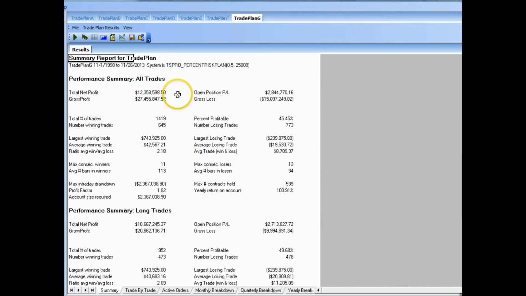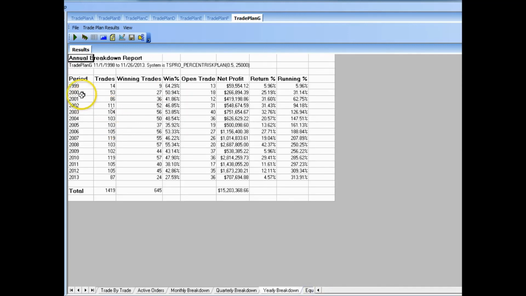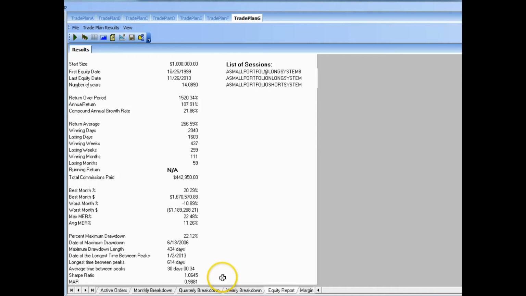As you can see, my profitability going back to the year 2000 is about $12.3 million. And you can see here, the strategy makes money every single year. There are no down years, even in the last 3 years with difficult conditions. Our compound annual growth rate is up to almost 22%. You can see, if you've been paying attention, the number of winning months has increased dramatically. And my percent maximum drawdown is down to 22%. And my Sharpe ratio now is up over 1.06.